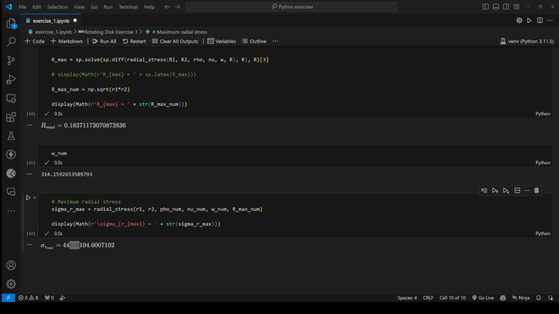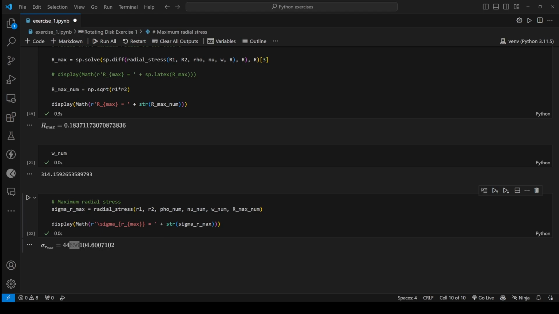Here, what's the maximum radial stress? By using the position where the derivative of the radial stress with respect to r is equal to 0, we found the radius where that maximum happens, which is 0.183 meters, so 183 millimeters. And then we substituted that into the equation of radial stress, and that gives us the maximum radial stress.